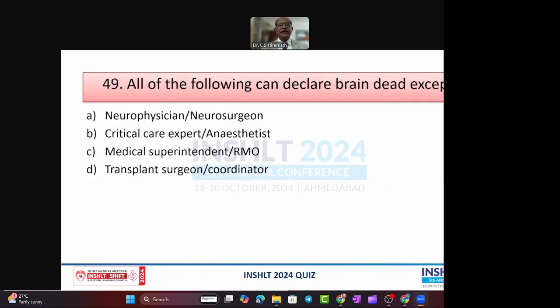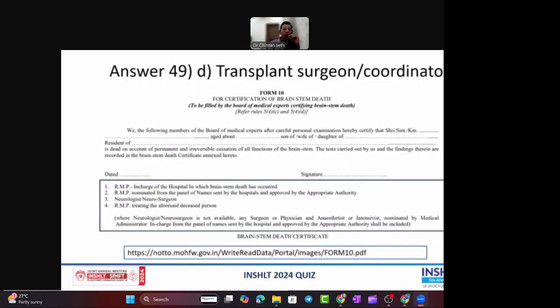All of the following can declare brain death except. Yeah, so here, anyone can declare, but the person or doctor who is associated with the transplant team, like the transplant physician, surgeon, anesthetist, or coordinator who is involved on the recipient side, cannot declare brain death. Actually, the hospital makes a committee for that, which can declare.